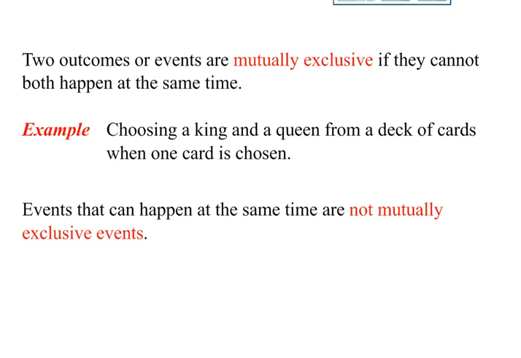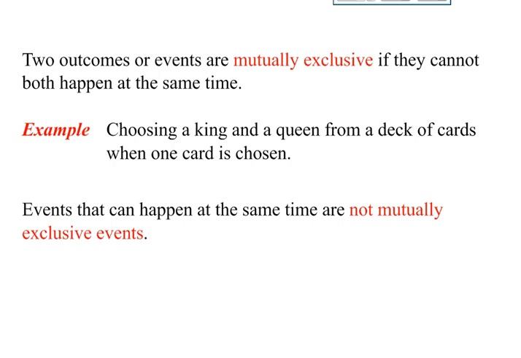An example of two events that are mutually exclusive would be the event of choosing a king and the event of choosing a queen from a deck of cards when one card is chosen. That is impossible. If you're choosing one card from a standard deck of cards, there's no way that you can get a king and a queen at the same time. Therefore, these are called mutually exclusive events.